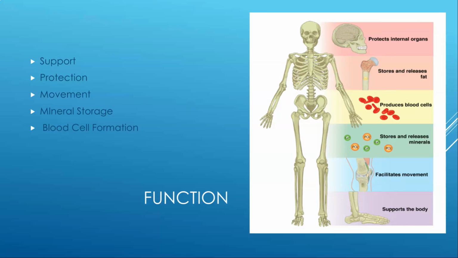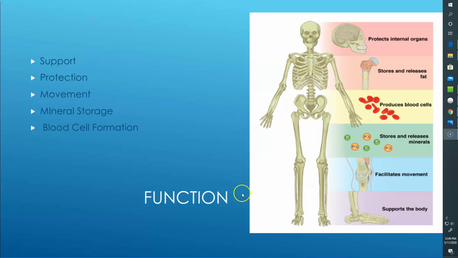And then blood cell formation is another one. All the blood cells are going to be produced in the bone. And then there's the store and release fat over here. These are both going to be types of marrow that we're going to talk about. But again, the functions: support helps keep the body upright. Protection helps cushion or keep some of the more valuable organs from harm, the central rib cage. Movement allows you to move. Mineral storage and blood cell formation.